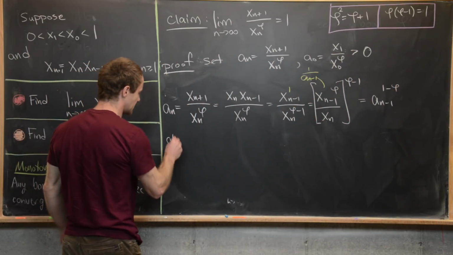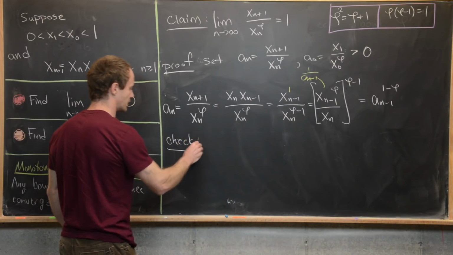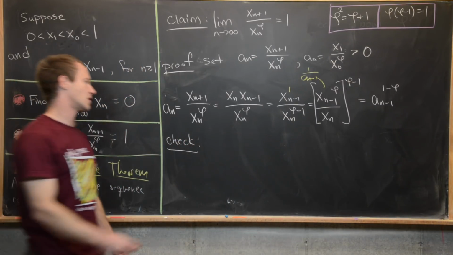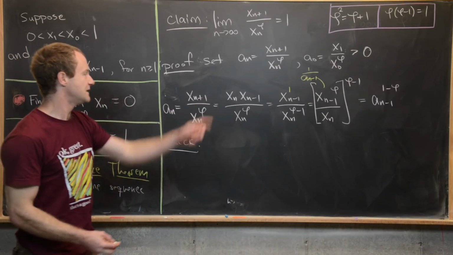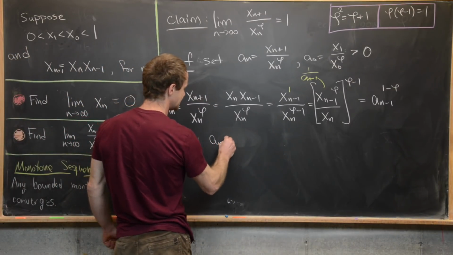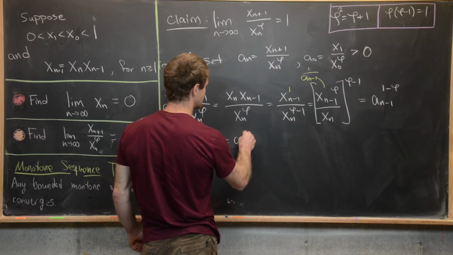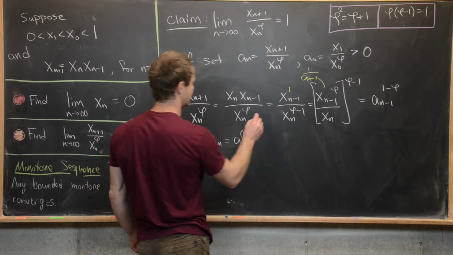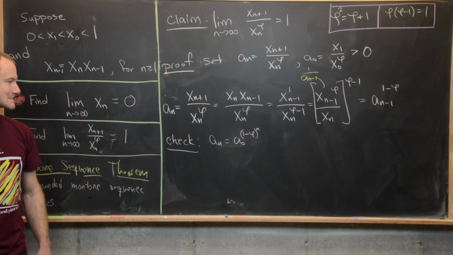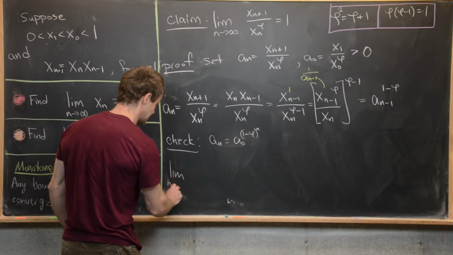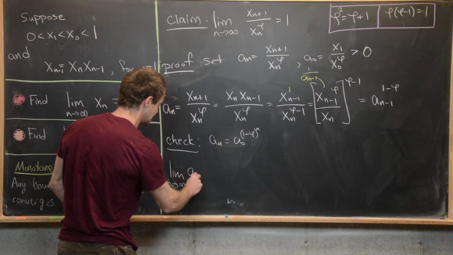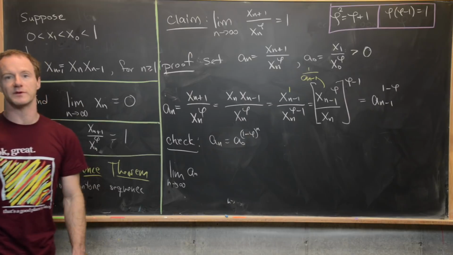And now here's a little thing for you guys to check on your own with induction. It's not super hard, but it's super helpful for finding this limit. Here we can repeat this process to show that a sub n is equal to a sub 0 to the 1 minus phi, all of that to the n power like that. Okay, good. Now we can go ahead and take the limit of a sub n using this formulation.